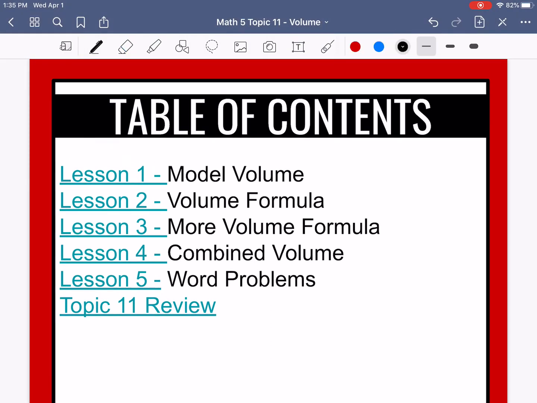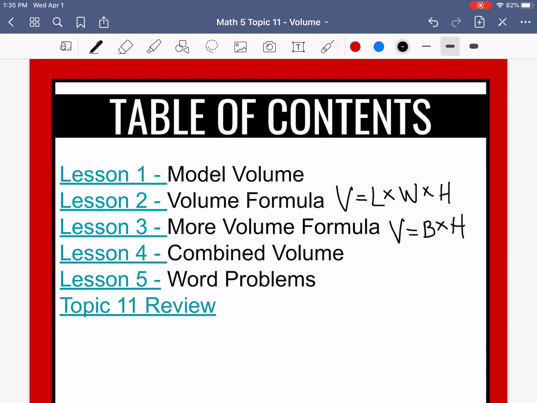So our volume is length times width times height. We also looked at the fact that sometimes volume is just the base times the height, where they have combined the length and the width.